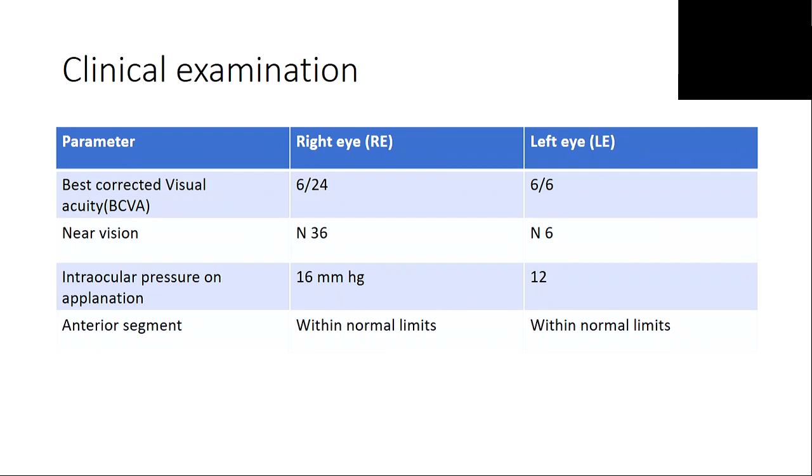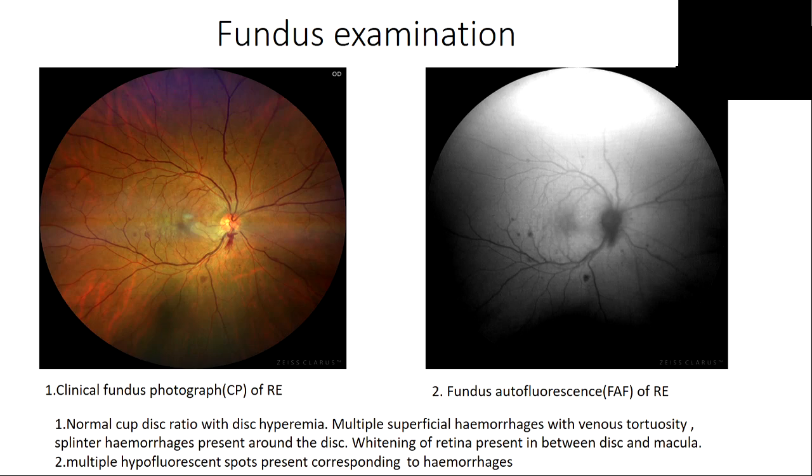The presenting visual acuity, BCVA, was 6 by 24 in the right eye, and 6 by 6 in the left eye. Near vision was N36. Intraocular pressure was 16 millimeters of mercury in the right eye. Anterior segment was within normal limits. On fundus examination, the cup-disc ratio in the right eye was normal, but mild disc hyperemia was present. Multiple superficial hemorrhages are present with splinter hemorrhages below the disc and in the inferotemporal area. Whitening of the retina is present between the disc and macula involving the fovea. In the autofluorescence, there are a few spots of blocked fluorescence.